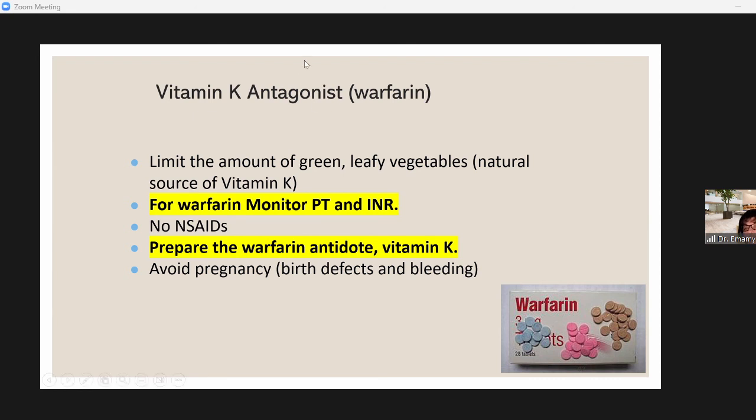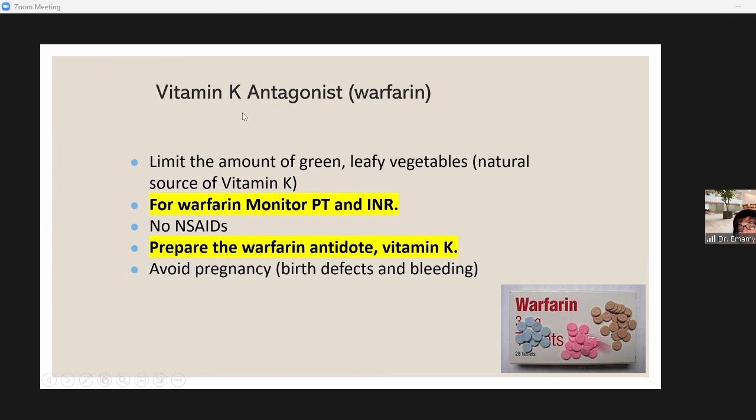For warfarin, you monitor PT and INR, prothrombin time and INR. So INR, international normalized ratio, should be 1 in a normal person. But you want to increase INR to 2 or 3. But if the patient's INR reaches 4 or 5, then it's a danger for bleeding.